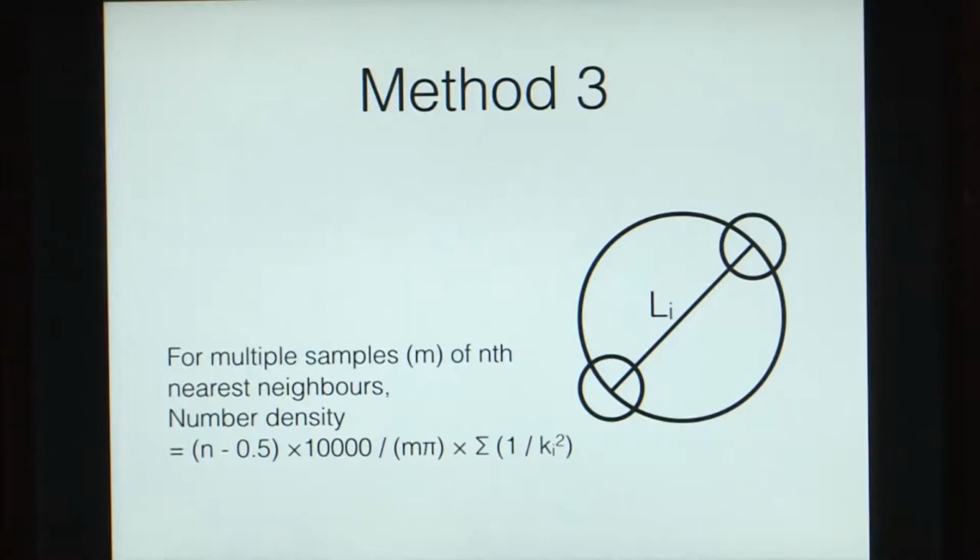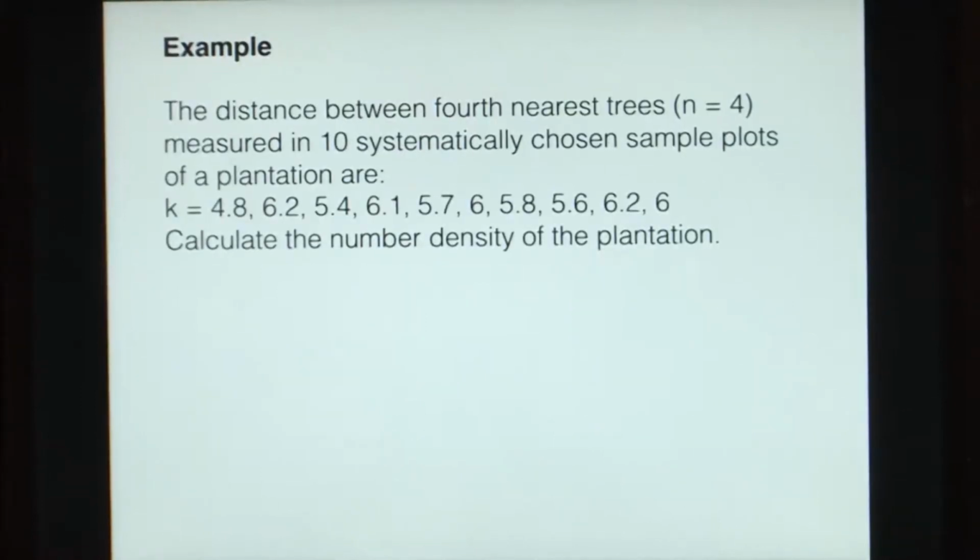To consolidate this fact, let us look at an example problem. Here we have the distance between the fourth nearest trees, so n is equal to 4, measured in 10 systematically chosen sample plots of a plantation. Here m is equal to 10, that is 10 samples, and we are calculating the distance between the fourth nearest trees. We are given the values of k. Here also we need to calculate the number density of the plantation. So, how do we do that?